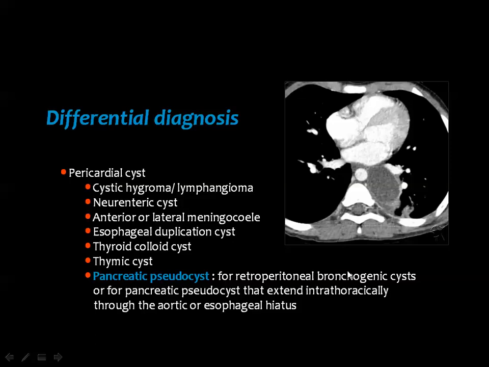The esophageal duplication cyst can be in the differential diagnosis of many of the mediastinal cysts in the pediatric age group, like the pleuropericardial cyst, which is usually located at the cardiophrenic angle; cystic hygroma, which is usually located in the neck and extends into the mediastinum; neuroenteric cyst, which is usually associated with abnormalities in the vertebrae; anterior or lateral meningocele, which is a rare condition, but it can occur; esophageal duplication cyst, thyroid, colloid cyst, and thymic cyst. Also, a pseudopancreatic cyst may reach the posterior mediastinum through the aortic or the esophageal hiatus.